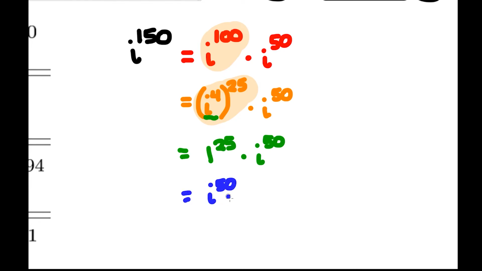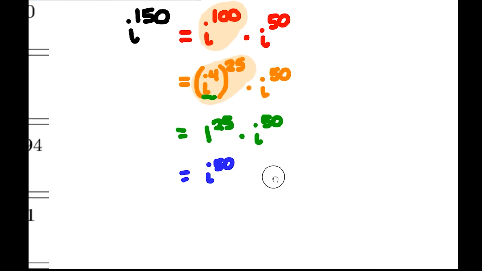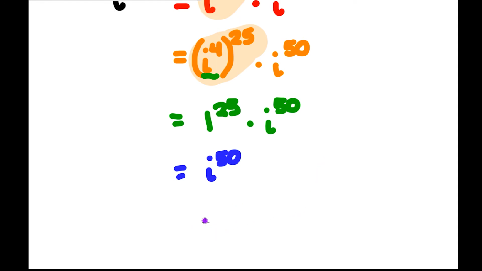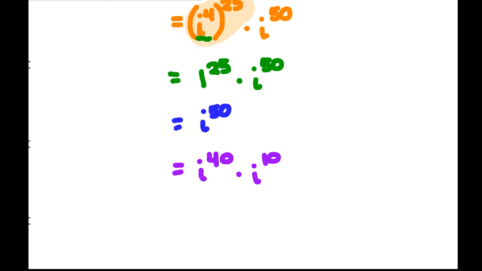Okay, but we're not done yet. Because what you can do with this i to the 50 is break it down into powers that are divisible by 4. In this case, I'm going to do 40, just because it's easy. i to the 40th and then i to the 10th here. Well, i to the 40th is going to be equal to 1 because it's divisible by 4.